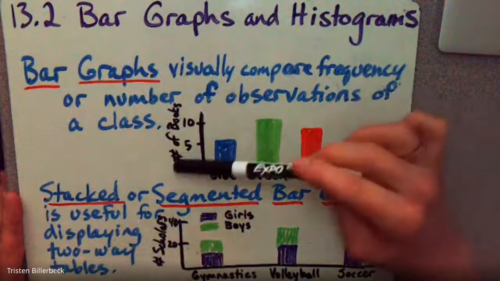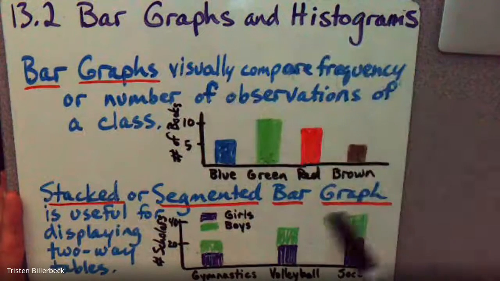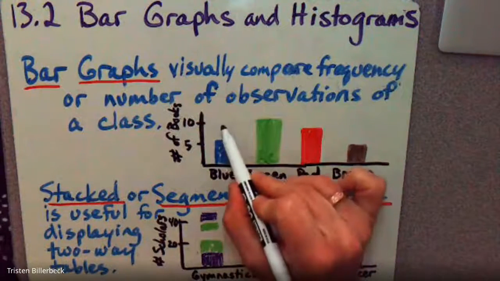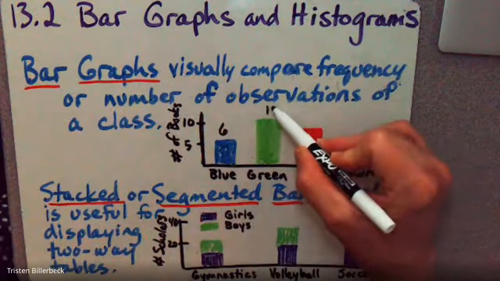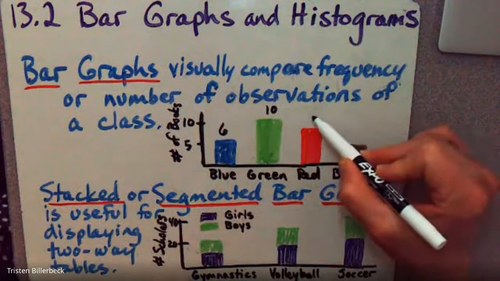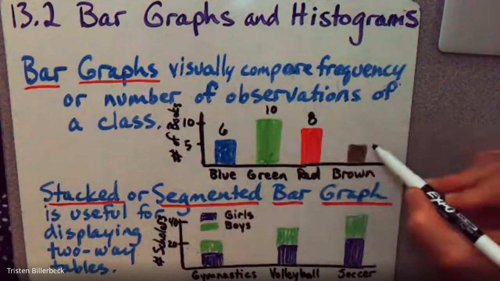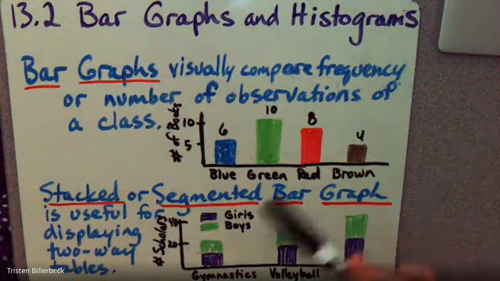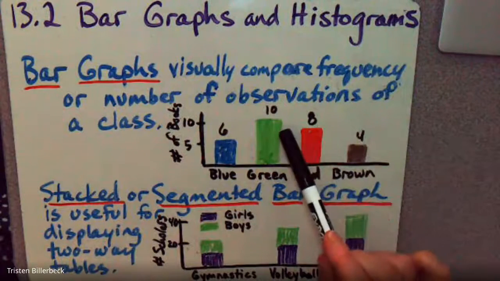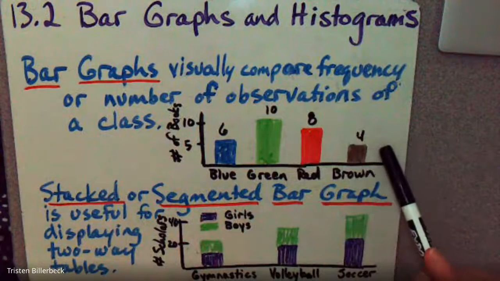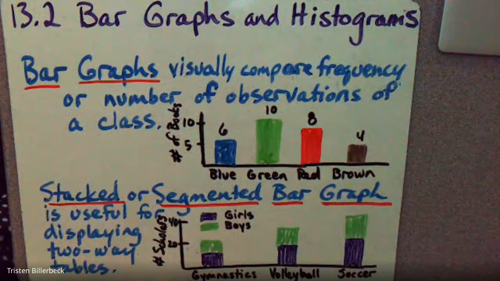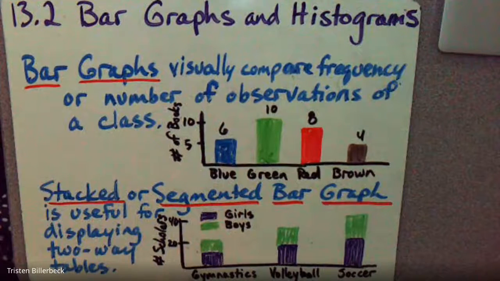So in this case, we have number of books, so 5 or 10. And we see that could be about 6 books here. We write 6. That definitely looks like a 10. This could be maybe 8 books. And then down here we have about 4. So when we quickly compare our books, we see we have a lot more green books than we have brown books. And we have a few more red books than we have blue books. So it's a quick way to visually look at our data and understand it better.